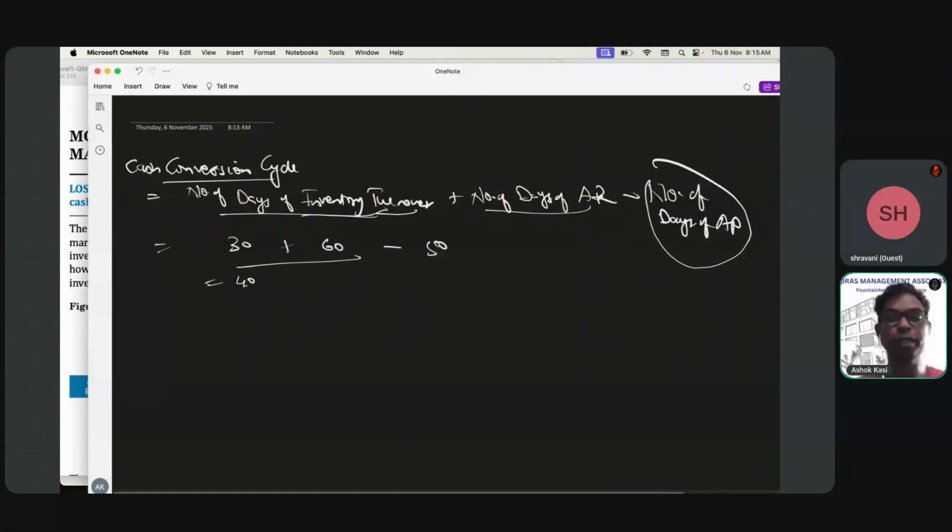So lower it is better. It may even go to negative also for some companies. Say for example, if you are taking 100 days to make the payment, then it will become minus 10, which is very good.